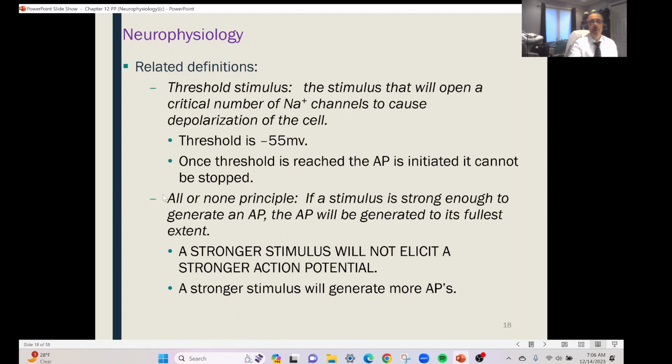This is known as the all or none principle. If a stimulus is strong enough to generate an action potential, the action potential will be generated to its fullest extent. So all I'm saying is if we get to threshold, that neuron is going to give us everything it has. Look at this, I put it in big letters here: a stronger stimulus will not elicit a stronger action potential. If anything, a stronger stimulus may generate more action potentials, but they won't be any stronger. Okay, and that is known as the all or none principle.